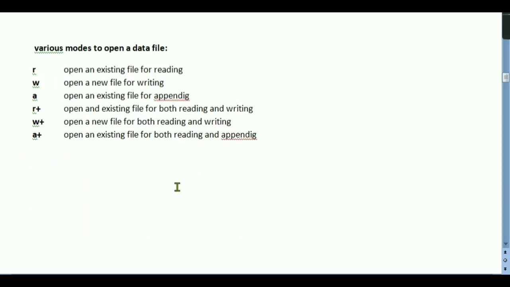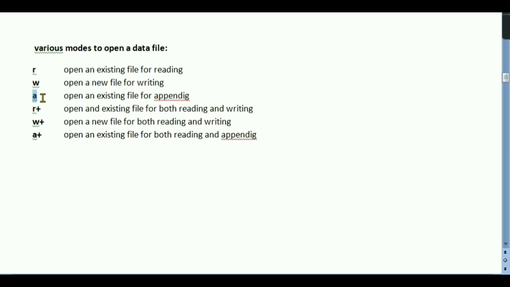Before moving to the next steps, let's see the various modes to open a data file. First is r, read: open an existing file for reading. If you write r in mode, it will open the existing file to read. Next is w. w means writing, to open a new file for writing. If you write w, it will open a new file in writing mode.